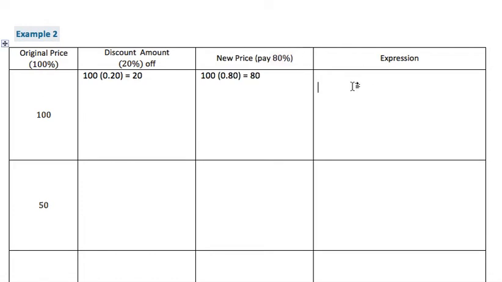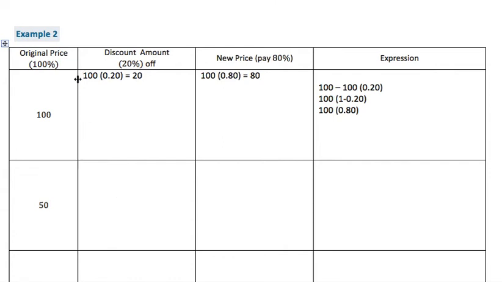And then finally, our expressions, we could do 100 minus 100 times 20/100ths, which is our discount. We can take our original price and subtract the discount amount, and that would give us the price. We could also do 100 times 1 minus 20/100ths, and that will give us the exact amount. Or we could do 100 times 80/100ths, which is the actual percentage that we're going to pay.